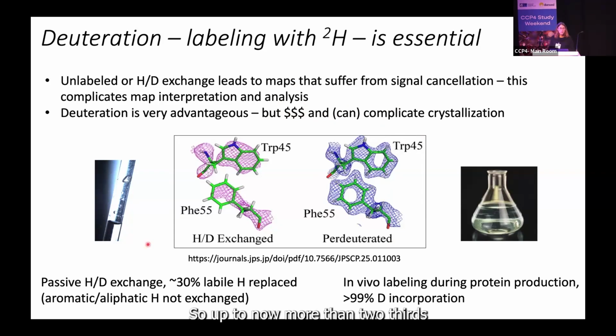So up to now, more than two thirds of deposited structures in the PDB from neutron crystallography are in fact HD exchanged. You need far less deuterium to achieve this, and you still get deuteriums in the places you want them, which are usually waters, histidines, things you're interested in for enzymatic reasons.